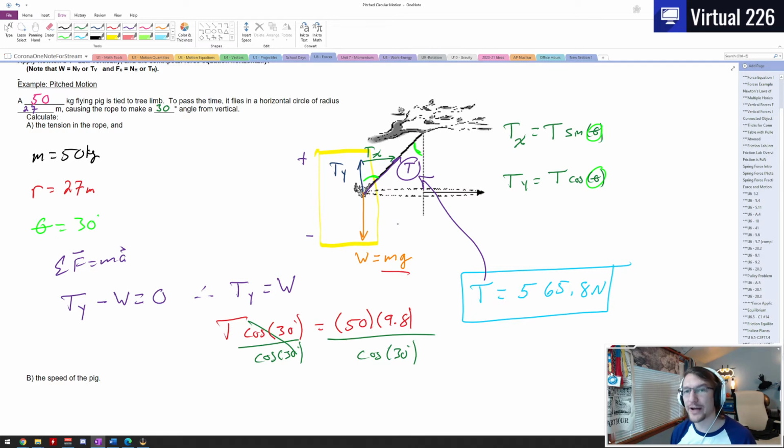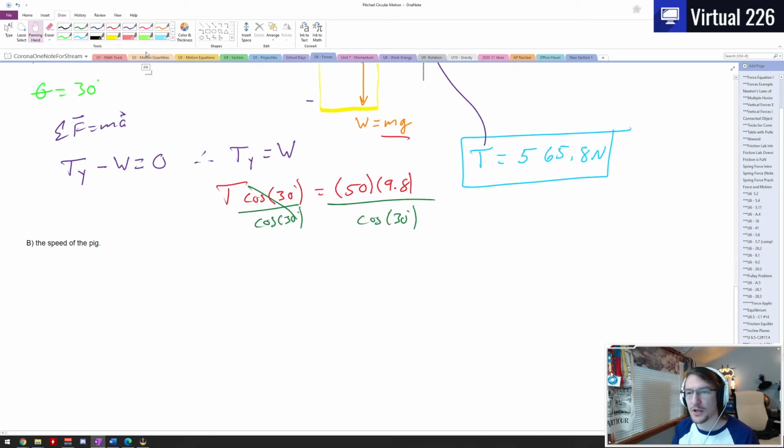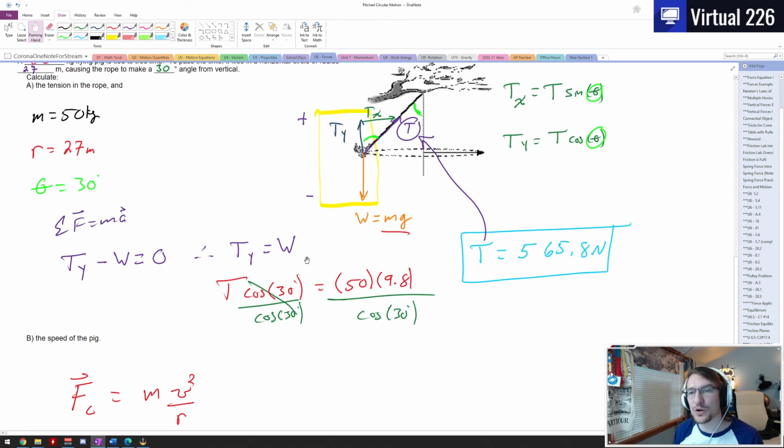Now, from that, could we actually find the speed at which the pig is going around? And we absolutely can. We can do this using a centripetal force idea. So remember, the centripetal force has to be equal to the mass times the centripetal acceleration, which is v squared over r. And our centripetal force is an inward acting force. Well, the only force that we have acting towards the center of the circle is actually Tx. That is the force that is acting inwards on the circle the entire time it's going around.